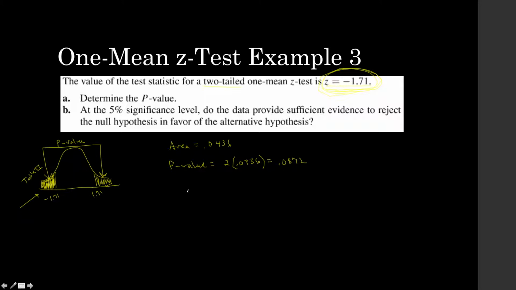0.0872 is our p-value. So notice our significance level is 5%. 0.0872, 5%. Okay? Well, this is greater than 5%. So, because it's not less than or equal to, then it does not provide sufficient evidence to reject the null. So hopefully you're kind of getting the feel for these p-values.